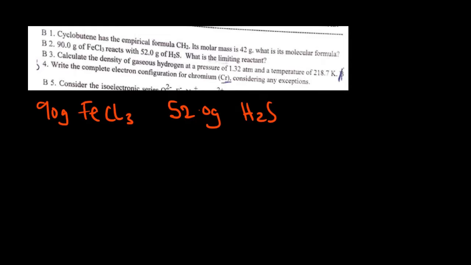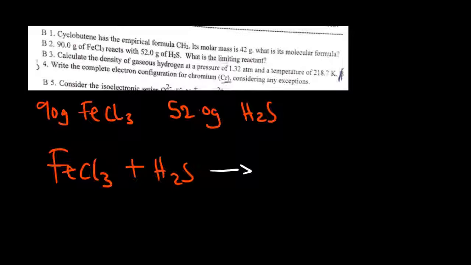So we are going to say that iron 3 chloride, when I add it to the hydrogen sulfide like this, the products that I'm going to get will be the following: iron 2 chloride plus hydrochloric acid plus S.